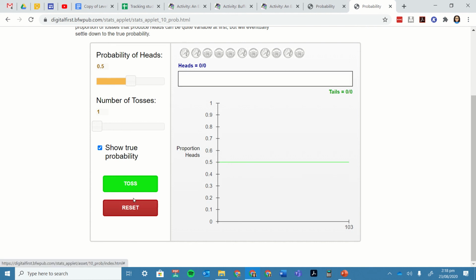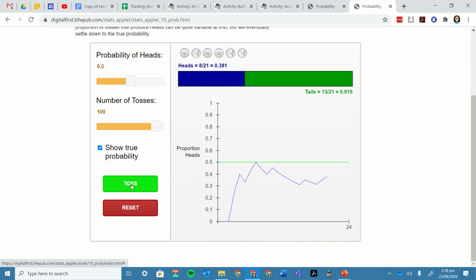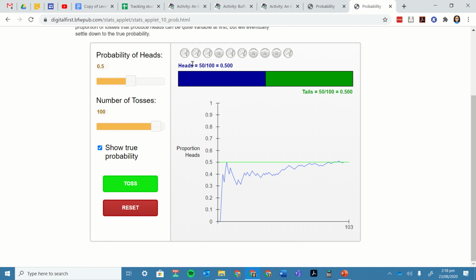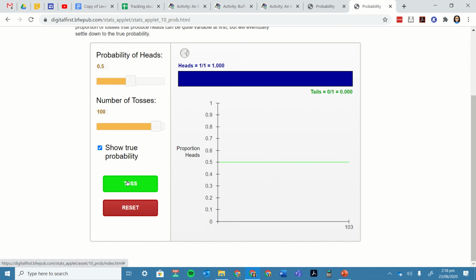Let me reset that. Let's try this again. So now I'll do 100 all at once. And there it's gone, doing 100 for me all as a big long hit. We can see this line looks like it's got much closer. In this particular experiment, exactly 50 out of the 100 were heads. Let's try that another time.